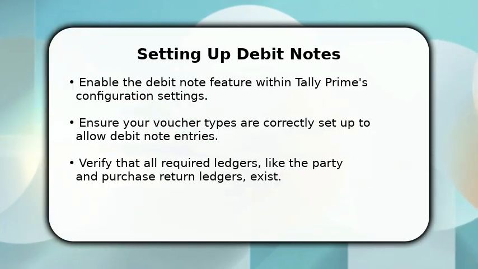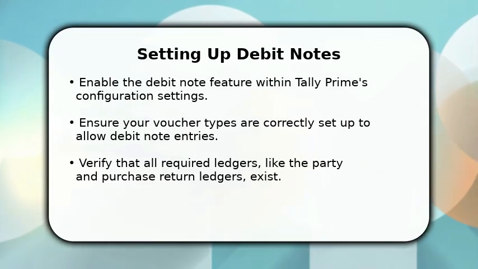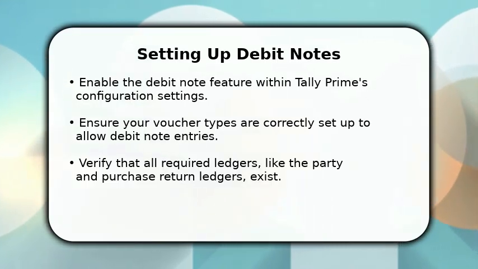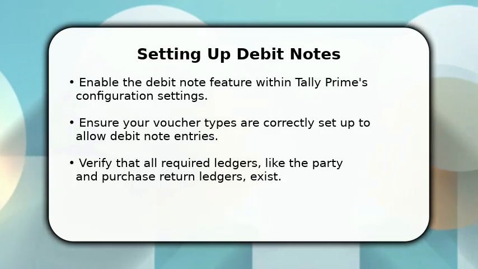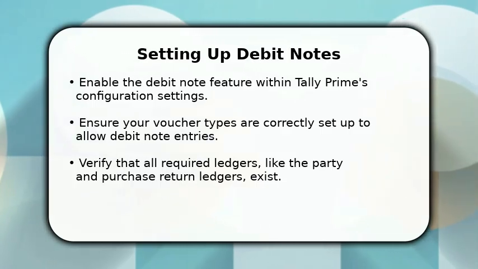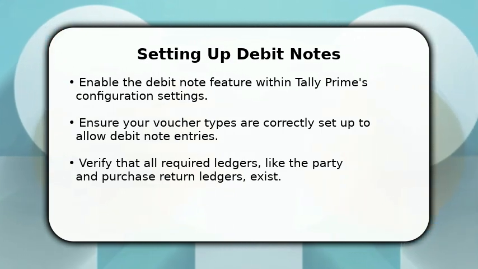Next, confirm your voucher types are configured to accept debit note entries. Finally, double-check that all necessary ledgers, such as the party's account and any relevant expense or purchase return ledgers, are created and active. This foundational setup is crucial for a smooth process.